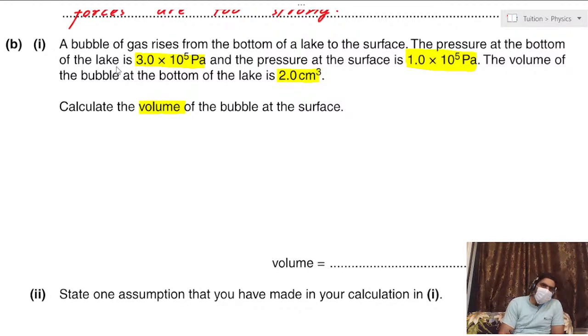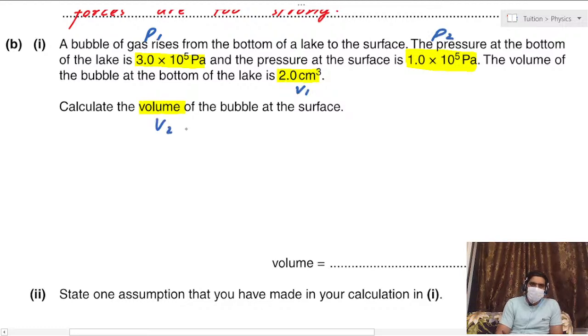One value of volume is given, and one value of volume has to be calculated. So the first pressure you can call P1, this one you can call P2, this one you can call V1, and V2 needs to be calculated.